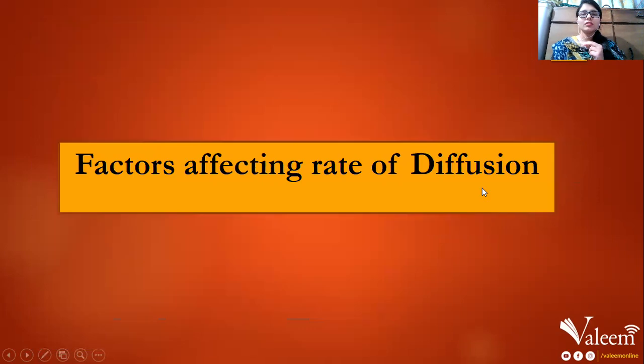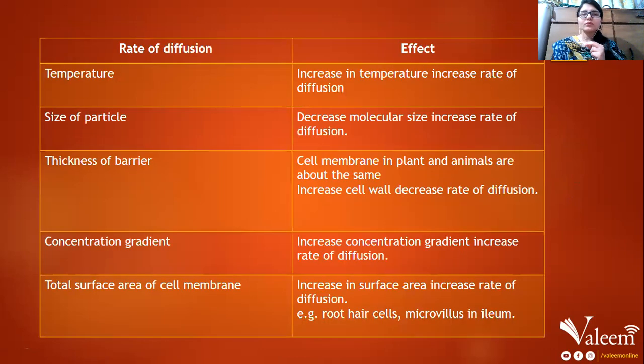Okay. The next and last topic of diffusion is what are the factors that affect the rate of diffusion. Basically, there are a few factors: temperature, size of a particle, thickness of a barrier, concentration gradient, and total surface area of the cell membrane. If we increase the temperature, the rate of diffusion will also increase. If we increase the size of the particle, the rate of diffusion will decrease. The larger the size, the more time it will take to diffuse through the cell membrane.